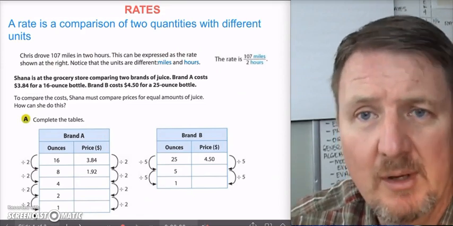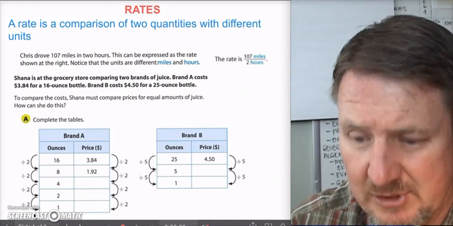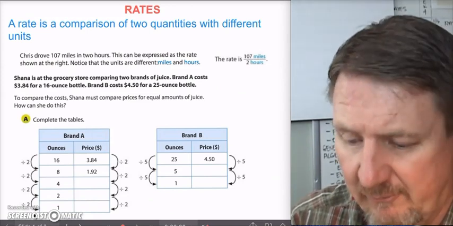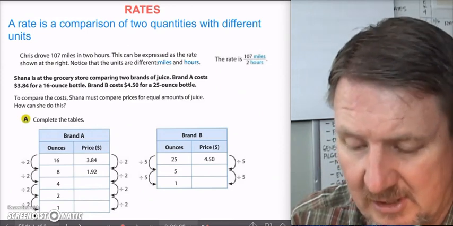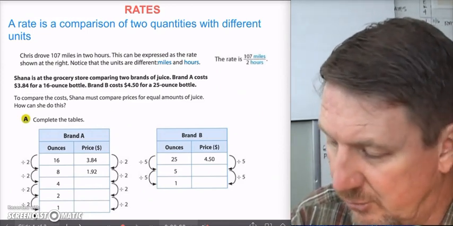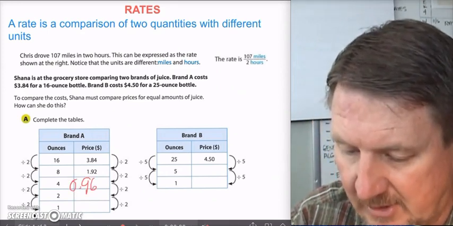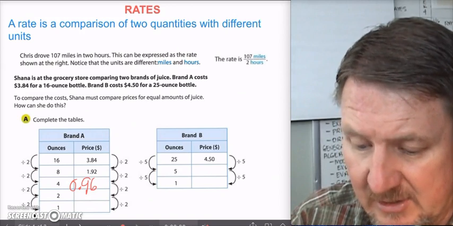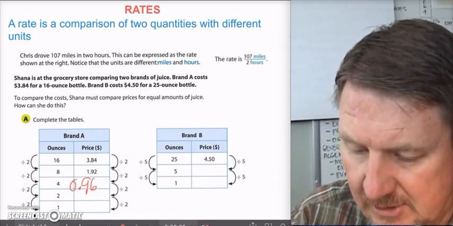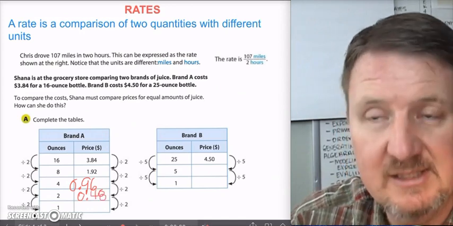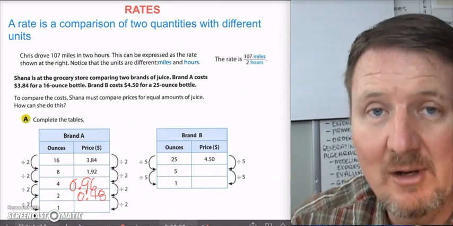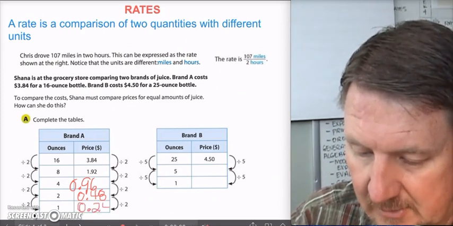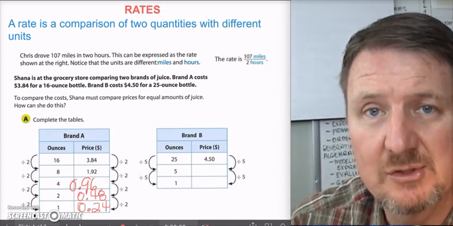So we have a table, and we're going to complete the table. For 16 ounces, it costs $3.84. If we divide both 16 and 384 by 2, that takes us down to 8 ounces of juice for $1.92. Then we can divide the 8 by 2 and get 4, and divide the $1.92 by 2 and get 96 cents, so $0.96 for 4 ounces of juice. Then I can divide again by 2, and that gets me 2 ounces of juice for 48 cents. And then I can divide by 2 again, and that gets me 1 ounce of juice for 24 cents. So brand A for 1 ounce of juice costs 24 cents.